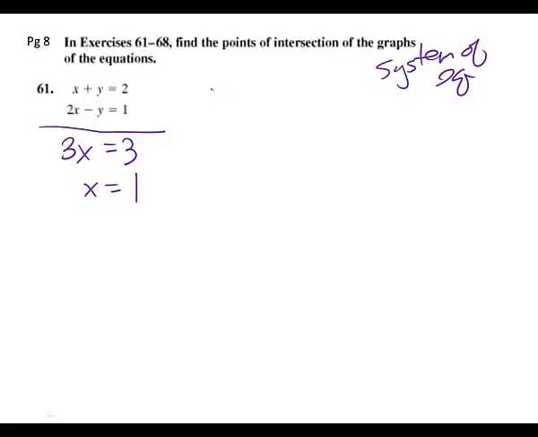I'm sorry, the first one or the second one? First one. All right, so I'm going to put 1 in for x plus y equals 2. So what's y equal to? 1. How do I write the point? 1, 1. Okay, I can't leave it x equals y equals.